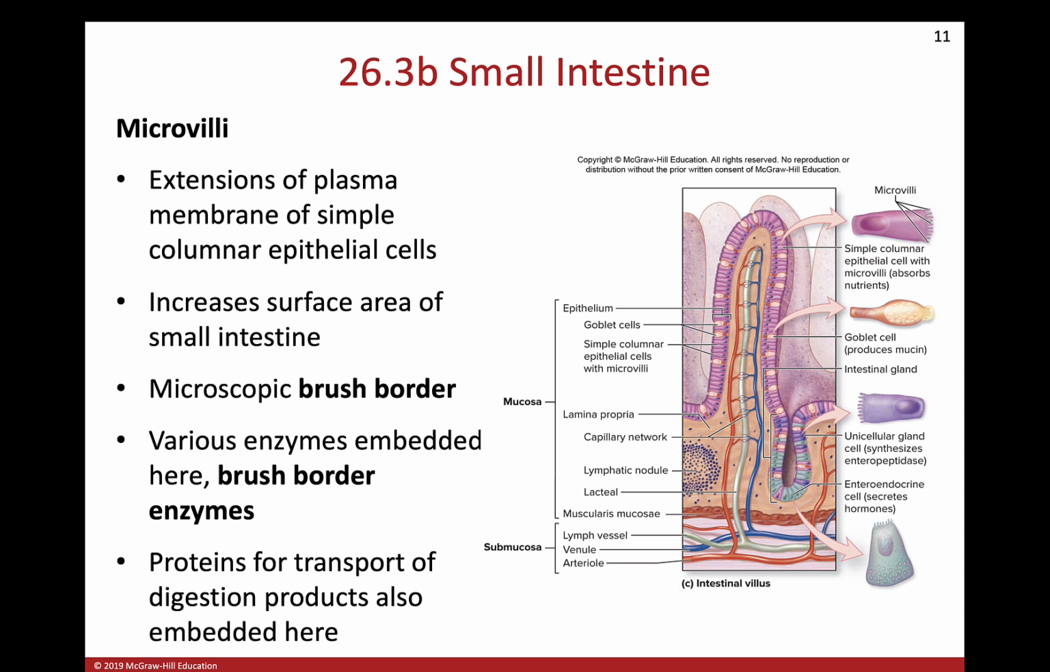Now, if we look at the image here, looking at a few different structures that we expect to find within the villus, we see the microvilli. We see goblet cells, which are responsible for the production of mucus. We see unicellular glands, and they are synthesizing enteropeptidase, and enteroendocrine cells, which are responsible for the secretion of hormones that are produced within the small intestine.